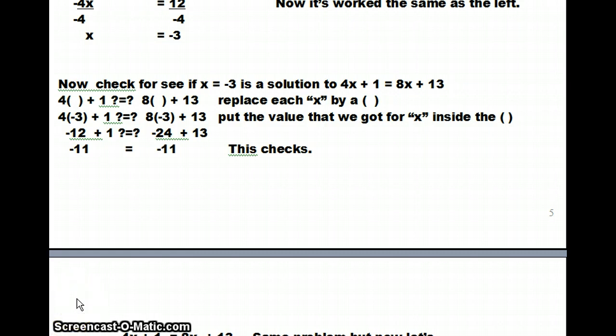So this problem checks. Again, if we ended up with something like negative 11 equals 10, it would not check, which means either our check was incorrect or our solution was incorrect. And we might just have to try to resolve it again and do the check again, or we might have to go back and rework the entire problem.